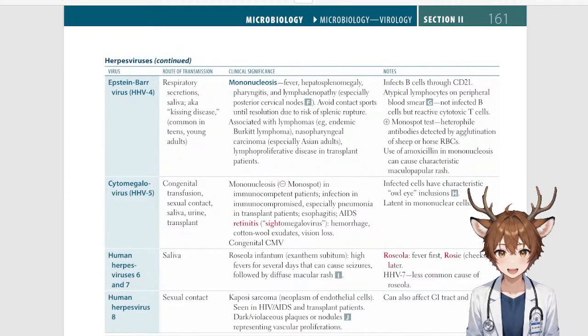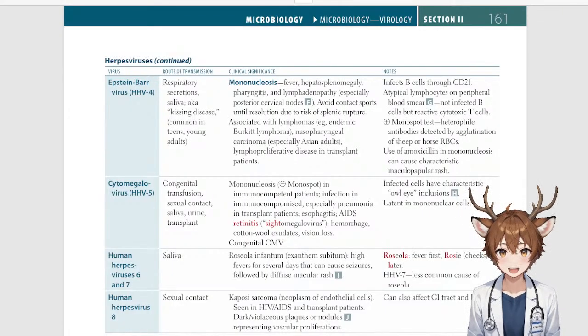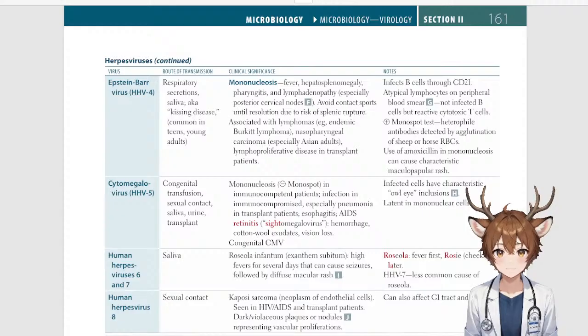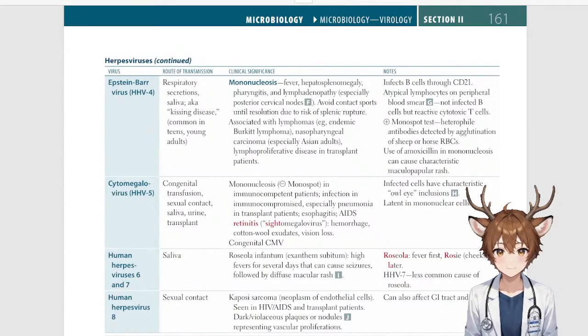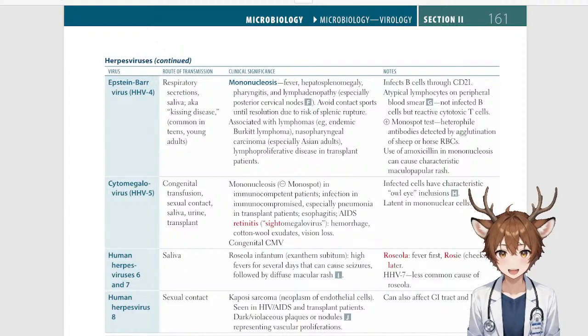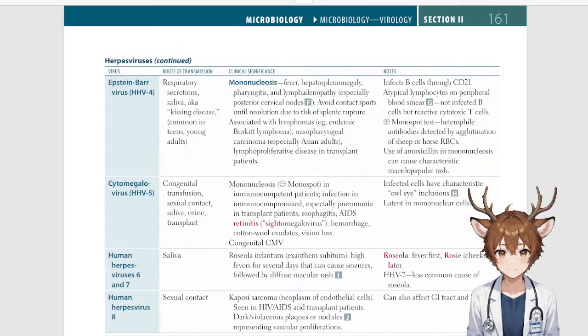Cytomegalovirus. So let's move on. Cytomegalovirus, HHV5. Spread by congenital transmission, transfusion, sexual contact, saliva, urine, and transplant. It can cause mononucleosis, but the monospot test is negative in this case. In immunocompetent patients, it can cause mononucleosis; in immunocompromised patients, infection causes pneumonia in transplant patients, esophagitis, colitis, and AIDS retinitis. I just remember that CMV retinitis is a thing: hemorrhage, cotton wool exudates, vision loss. Also congenital CMV. Infected cells have characteristic owl-eye intranuclear inclusions, and the virus is latent in mononuclear cells.